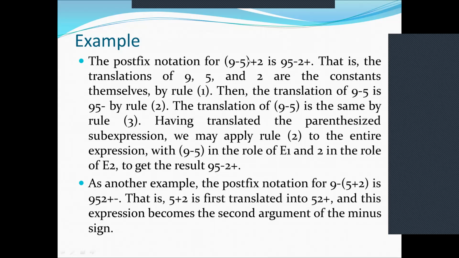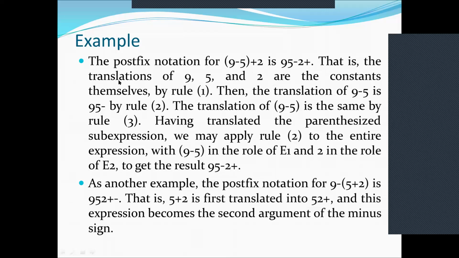Then the whole thing is considered as expression E. So now it is E + 2. What will be the postfix notation? E, then 2, followed by the operator. E is 9 5 -. The next operand is 2, followed by the operator plus. So 9 5 - 2 + is the postfix notation of (9 - 5) + 2. This is the postfix notation.